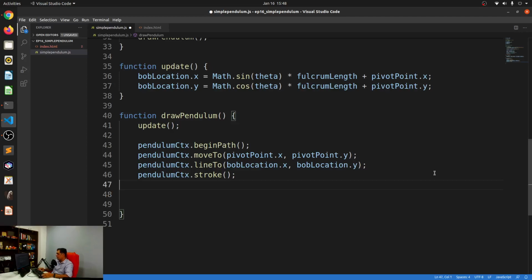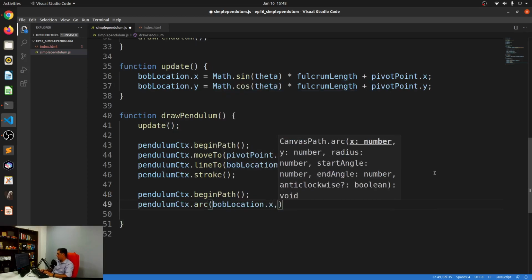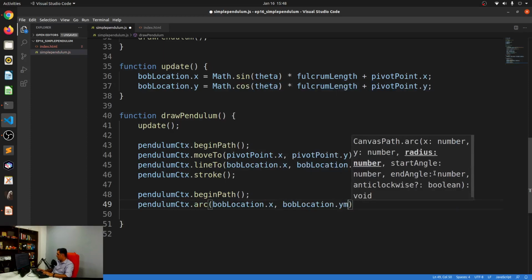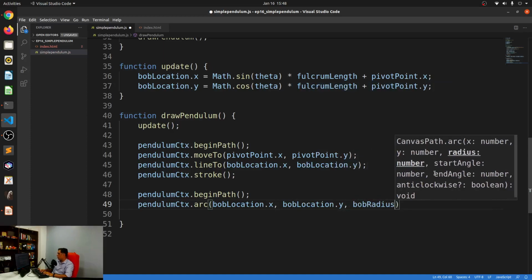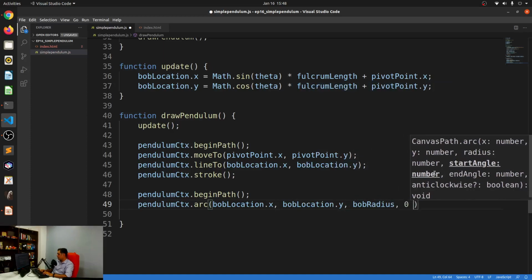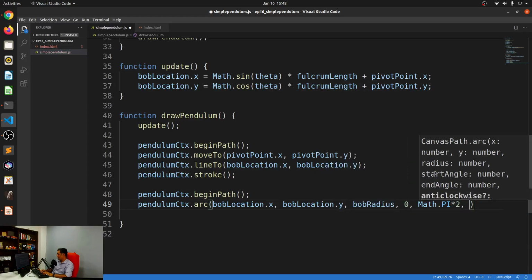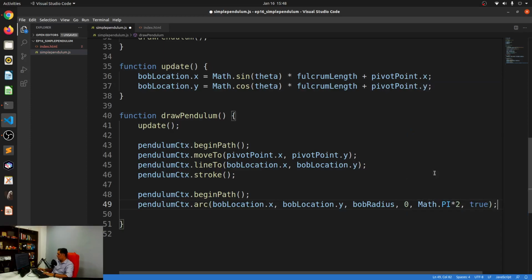What's the next thing? I need to draw the bob. So I'm going to say begin path, pendulum context dot arc, bob location dot X, bob location dot Y. What's the radius? We called it bob radius. Yes, we did call it bob radius. Start angle is 0. End angle is math dot pi into 2. And then anti-clockwise or clockwise doesn't matter. And I'm going to say pendulum context dot fill.